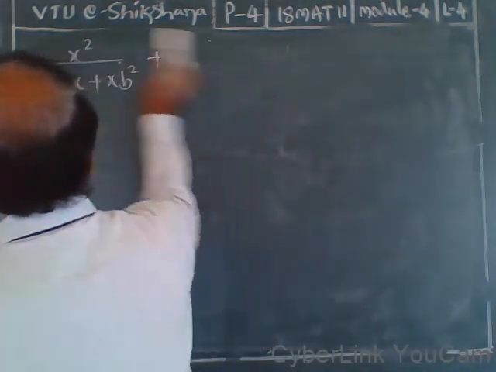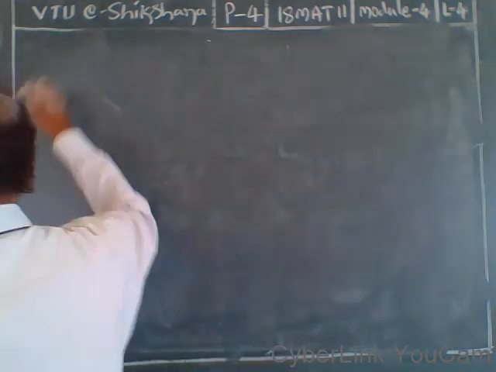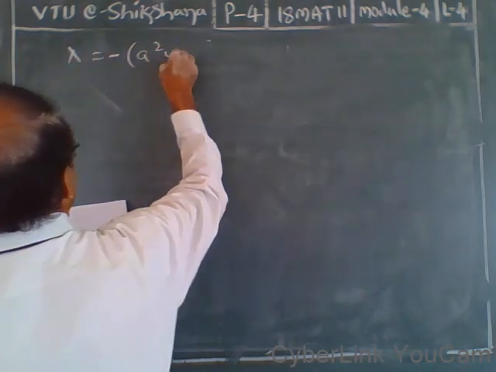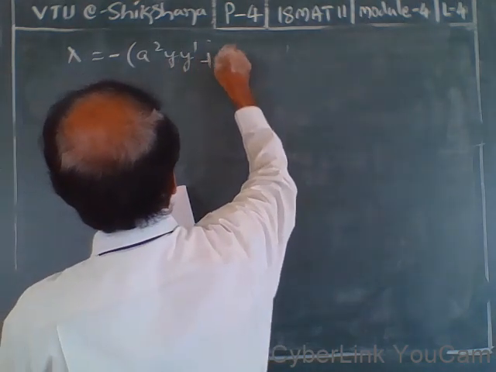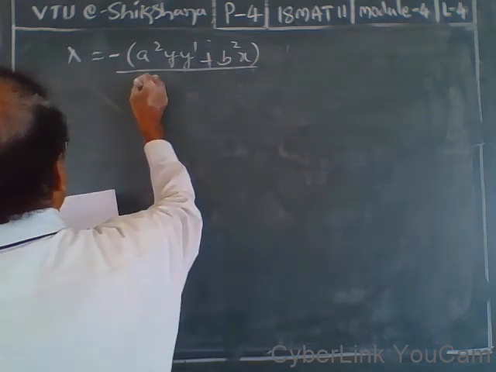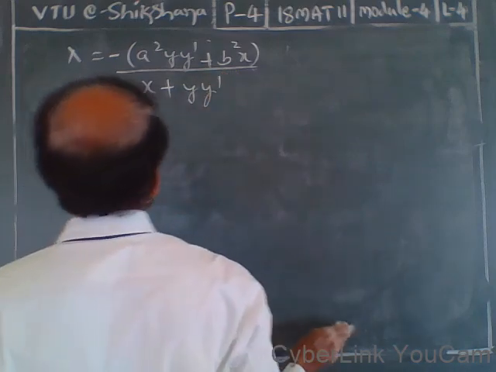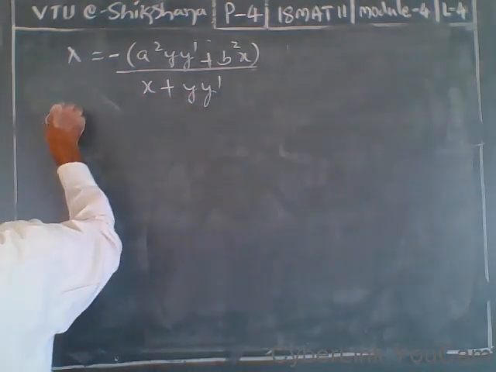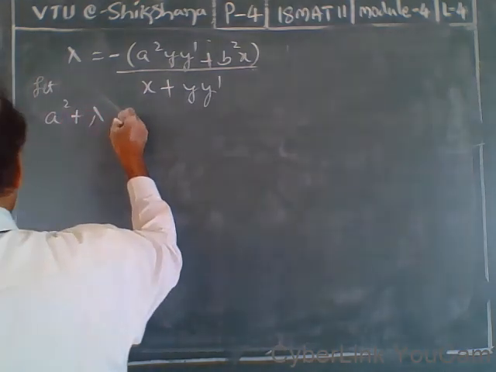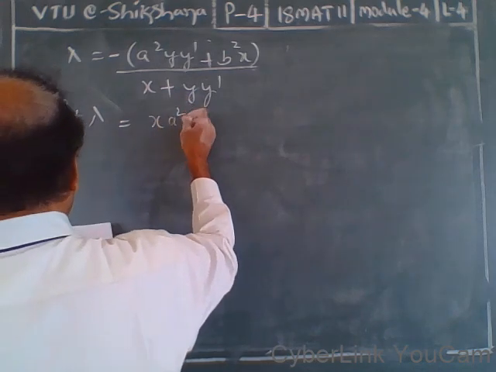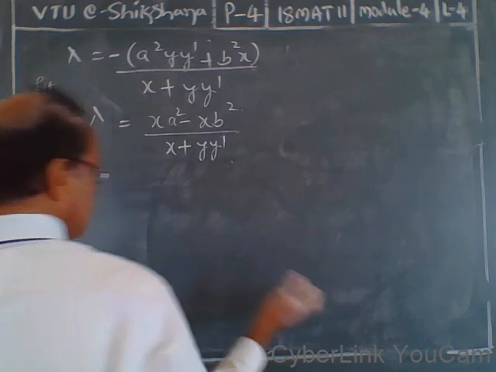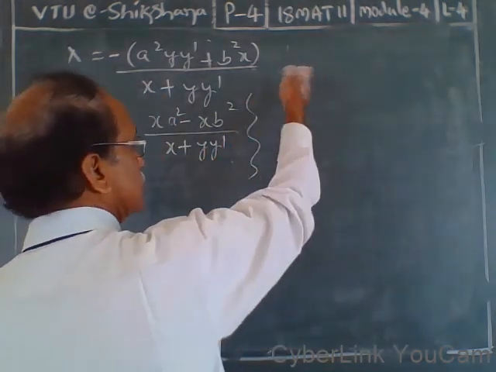I will write in another form. That is lambda is equal to minus of a square y into y dash plus of b square into x and divided by x plus of y into y dash, the value of lambda which we have collected. So replacing this and cancelling these two, you will be getting that a square plus lambda is equal to x into a square minus x into b square and all divided by x plus of y into y dash. That was the denominator term. I'm writing separately because two steps I'm not writing here.